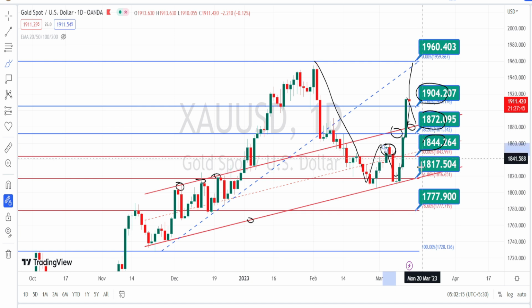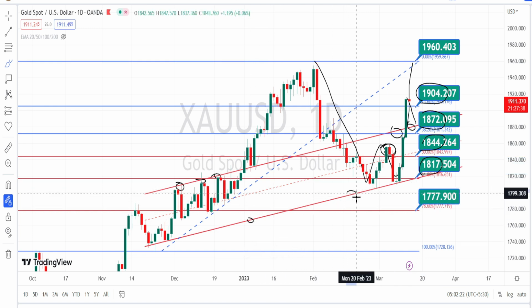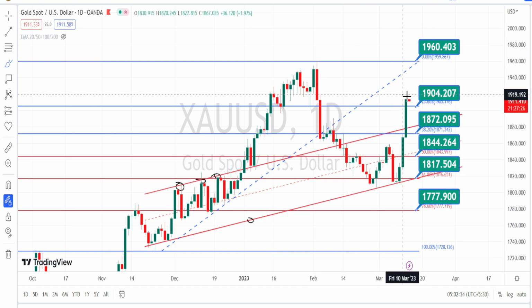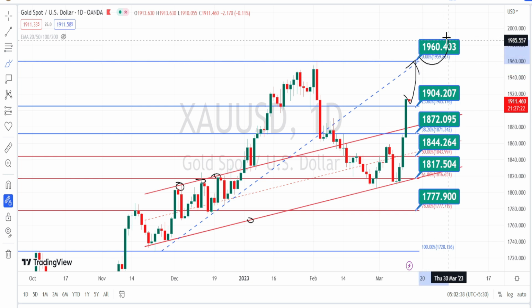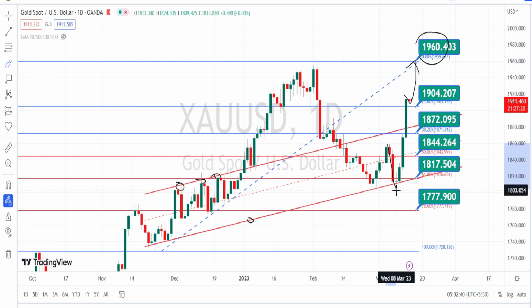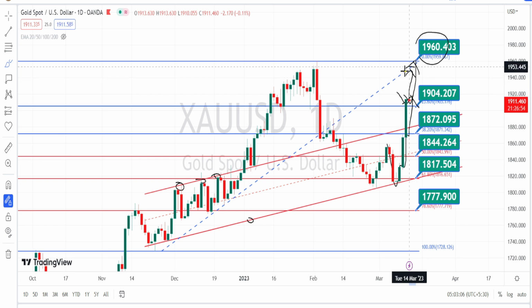And once this neckline is broken, the next level of support is going to be the support level of 1817, and also the trend line or the support line of the bullish channel pattern. And if the bullish side retracement continues, the next level of resistance is going to be around 1960. For now, the current trend of the price action is looking very bullish in daily time frame. And today also we have lots of high impact news. Based on the news outcome, we can expect the bullish rally to continue in daily time frame.